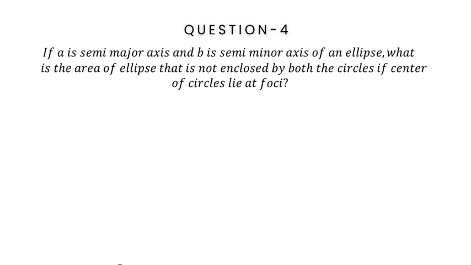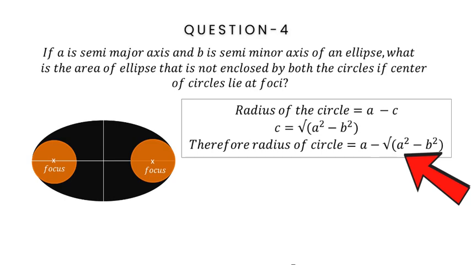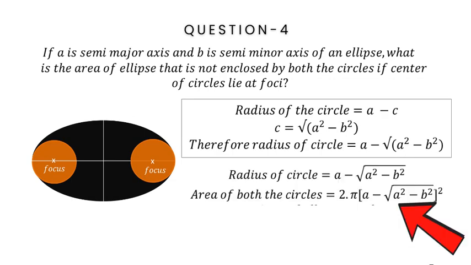The fourth question is, if A is the semi-major axis and B is the semi-minor axis of an ellipse, what is the area of the ellipse that is not enclosed by both the circles if the centers of the circles lie at the foci? Radius of the circle equals A minus C. Therefore, C equals square root of A squared minus B squared. Therefore, the radius of the circle equals A minus square root of A squared minus B squared.